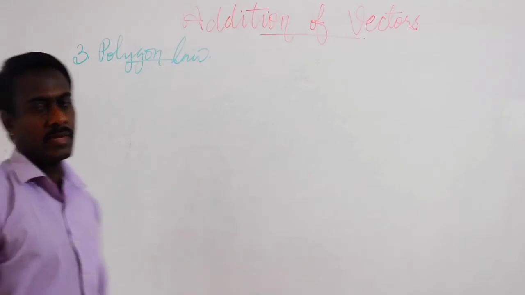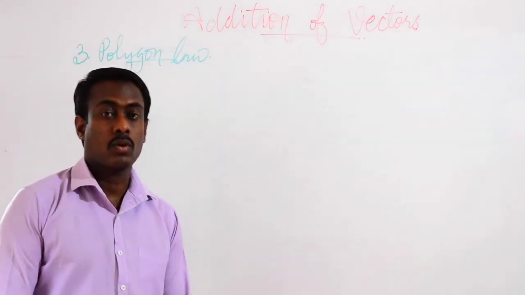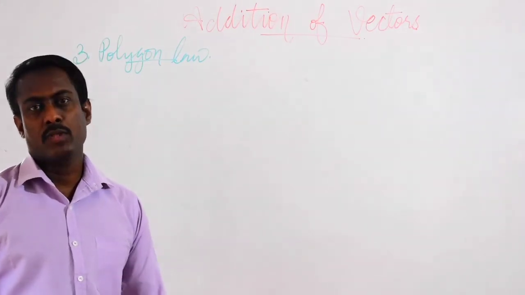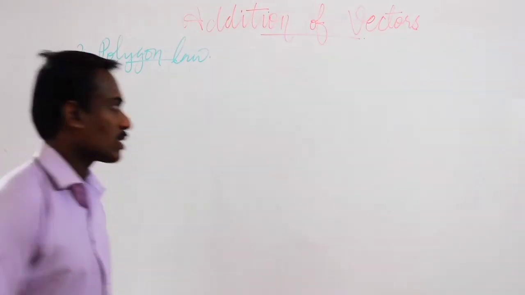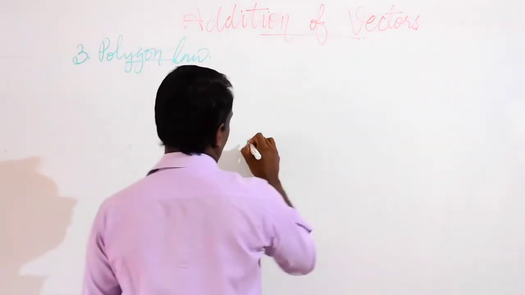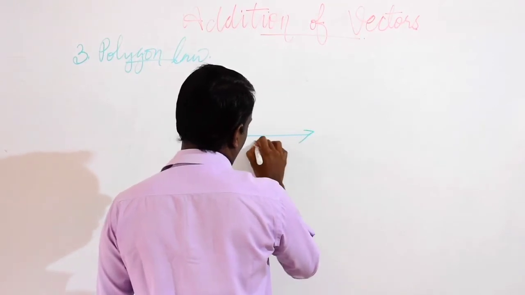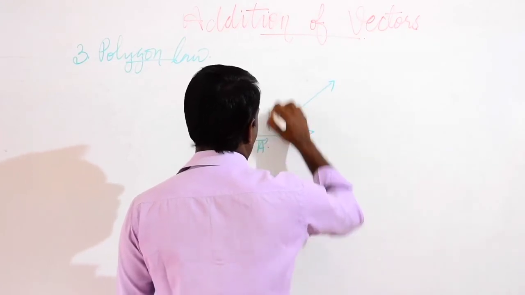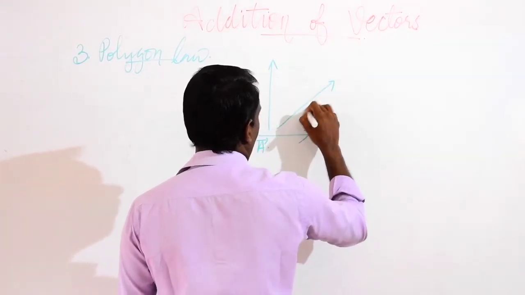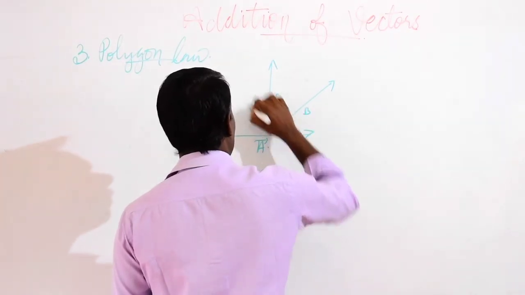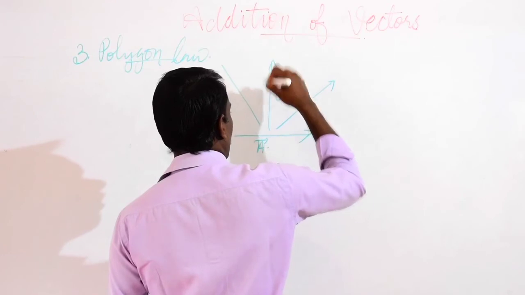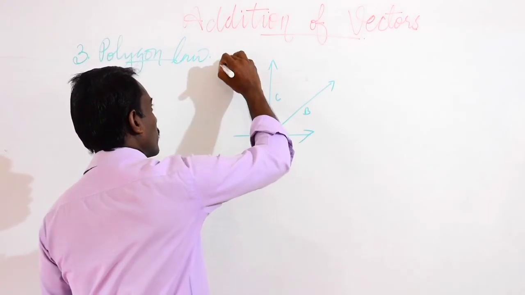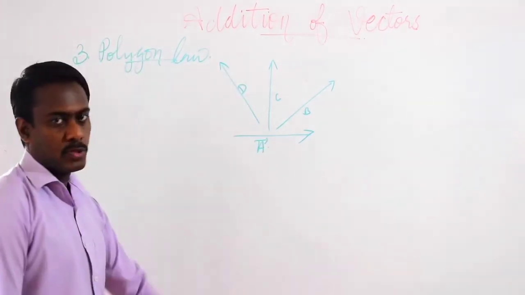The polygon law of vector addition says that when a number of vectors, more than two, are added together, we can also add them and find the resultant vector. For example, a number of vectors A, B, C, D are there. So how can we add them together?